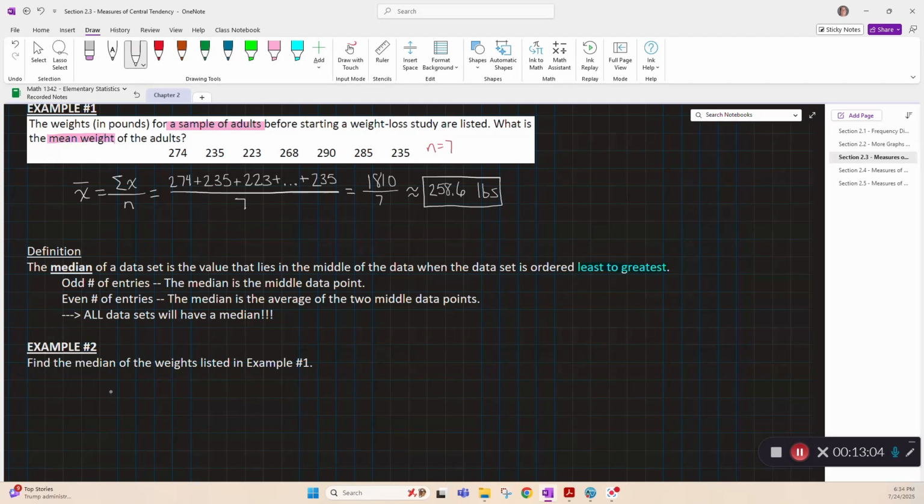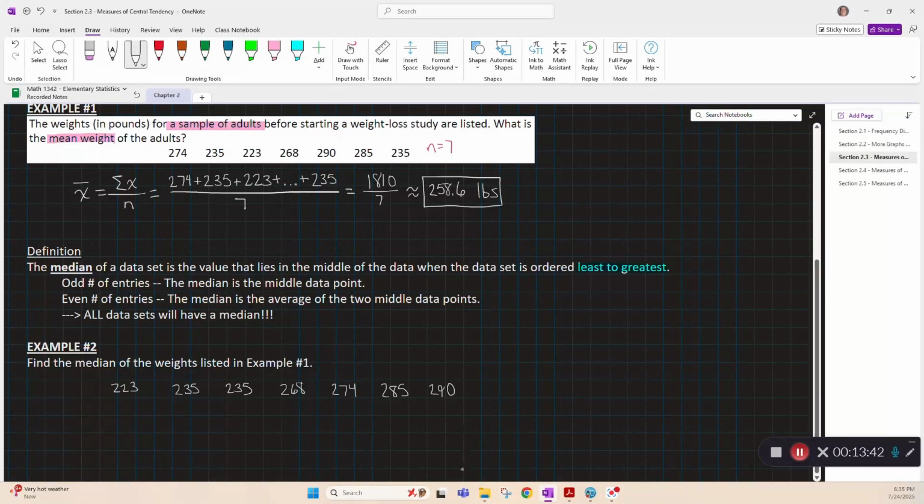Looks like my smallest one is 223. Then I have 2 of them that are 235. Then I have a 268. I have a 274. A 285. And a 290.